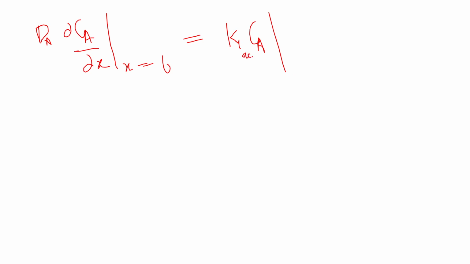So again, if I write what the rate is, K1 CA at x equal to 0 minus K1 CB at x equal to 0, right?